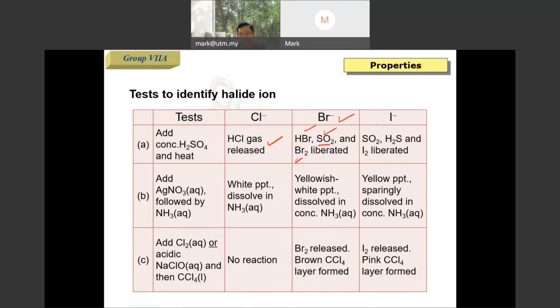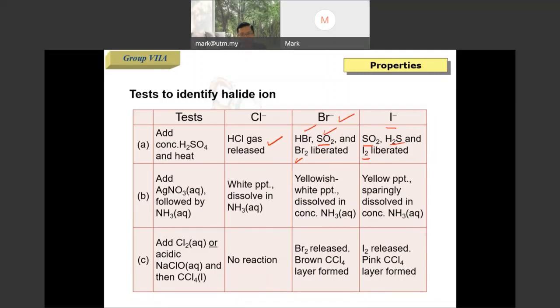If there is the presence of iodine, it will form the sulfur dioxide, the hydrogen sulfide, as well as the iodine. So it will definitely give you a very pungent smell, and the hydrogen sulfide will give you a rotten egg smell. So you will definitely be able to identify iodine between iodine, bromine, and chlorine. And the iodine gas is purple, violet, so it's very distinctive.